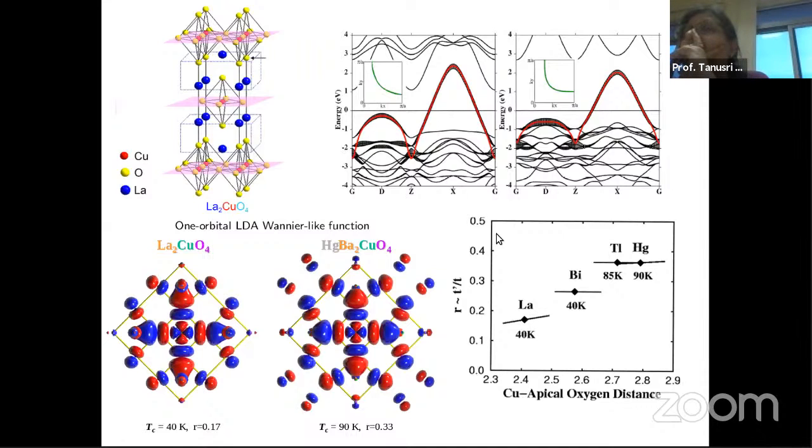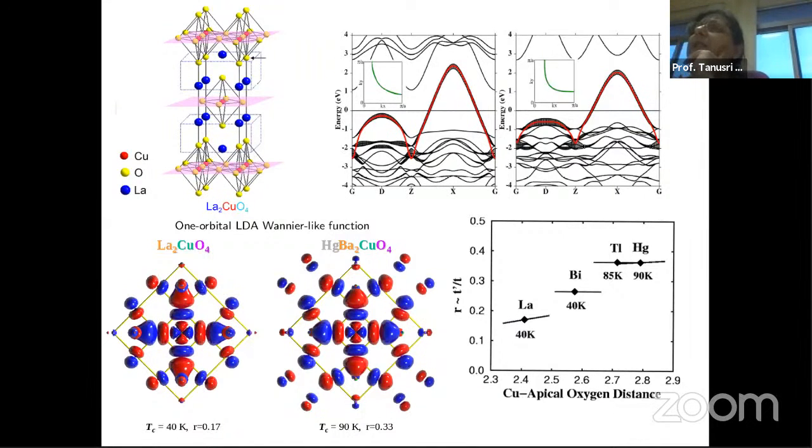So on the y-axis, this range parameter is plotted as a function of this copper oxygen plane to apical oxygen distance. And you find there is really a nice scaling between the copper to apical oxygen distance and the range parameter.